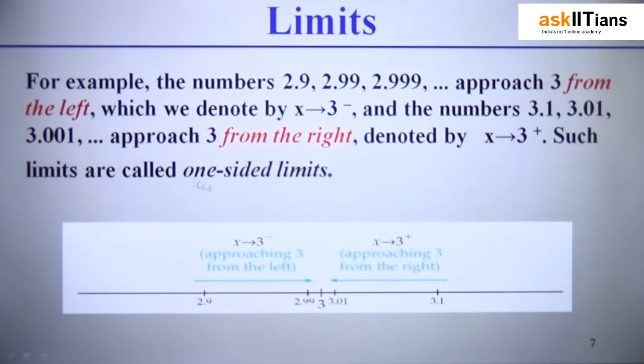Such limits are called one-sided limits, and it is explained in the figure also. See, if you are approaching 3 from the left of the number line, then it's called approaching from the left, and if you are approaching number 3 from the right hand side of the number line, then it's called approaching from the right. The left hand side limit is described as x tending to 3 minus, and the right hand side is described as x tending to 3 plus.